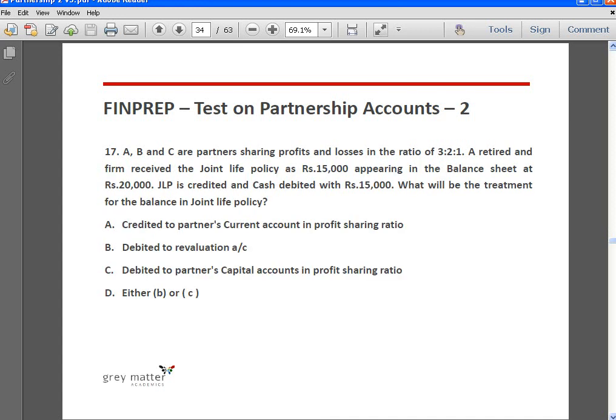Next, A, B and C are partners sharing profits and losses in the ratio of 3:2:1. A retired and firm received the JLP as rupees 15,000 appearing in the balance sheet at rupees 20,000.